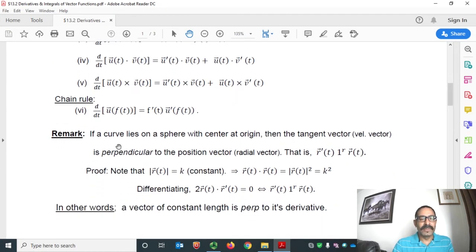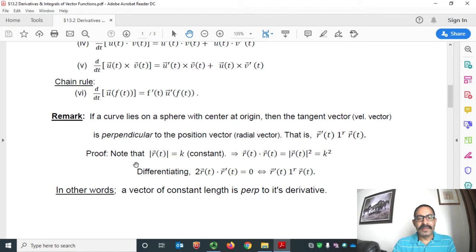Chain rule. Quick remark: if a curve lies on a sphere with center at the origin, then the tangent vector is perpendicular to the position vector, that is r prime(t) is orthogonal to r(t). Let's do a quick proof here. Note that the absolute value of r(t) is constant. So this implies, let's take the dot product of r(t) with itself, which is the magnitude of r(t) squared, which is k squared. Then apply the derivatives here.